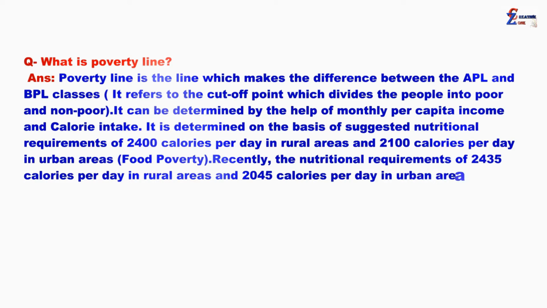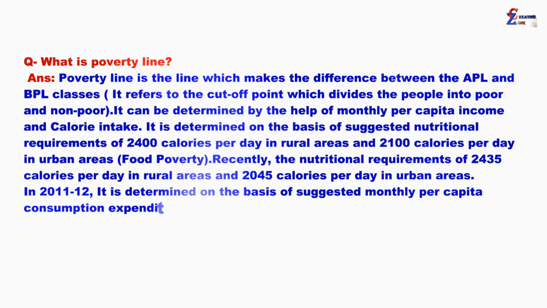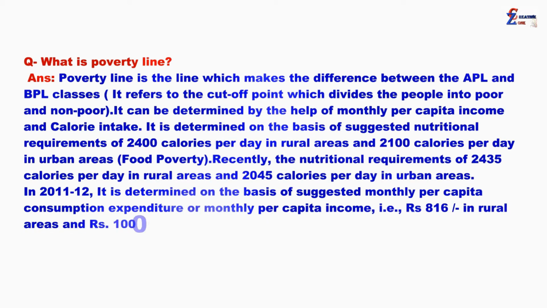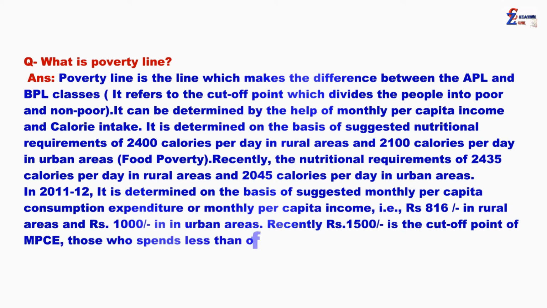In 2011-12, it is determined on the basis of suggested monthly per capita consumption expenditure or monthly per capita income, that is rupees 816 in rural area and rupees 1000 in urban area. Recently, rupees 1500 is the cut-off point of MPCE. Those who spend less than 1500 of MPCE are considered as poor.